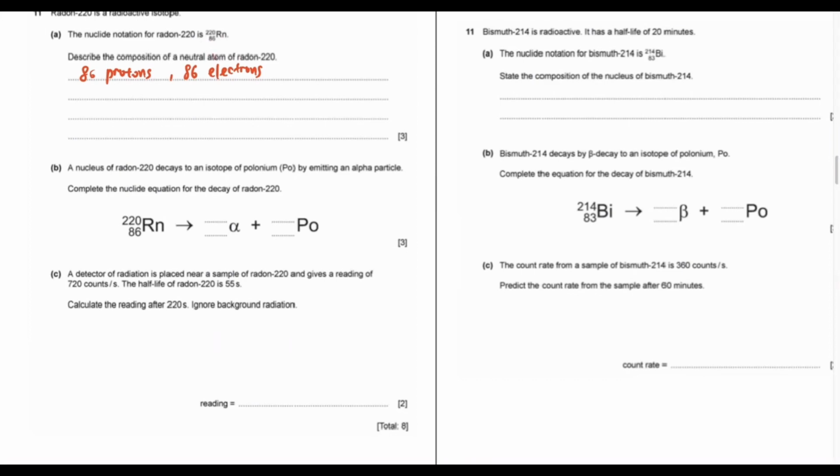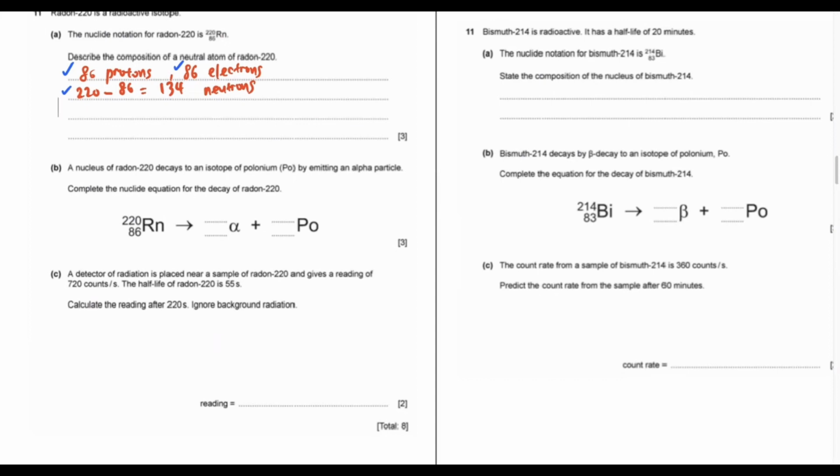And then to find the neutrons, you do 220 minus 86. So you get 134 neutrons. Okay, so that is how you get 3 marks. 1 mark for the protons, 1 mark for the electrons, 1 mark for the neutrons.